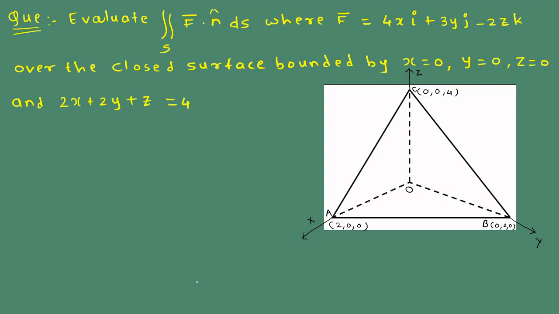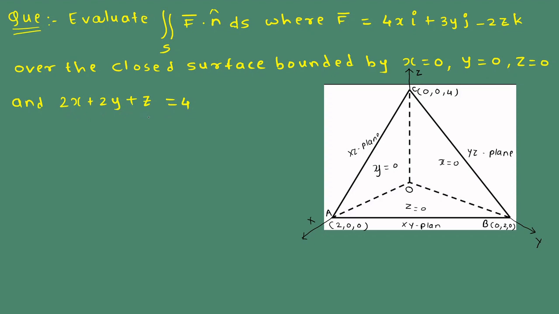S is a closed surface which is bounded by x equals 0. So what is x equals 0? This is x equals 0, this is y equals 0 and this is z equals 0. Z equals 0 means it is the xy plane. X equals 0 means it is the yz plane. And y equals 0 means it is the xz plane.